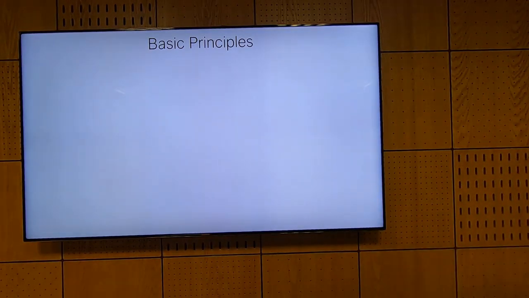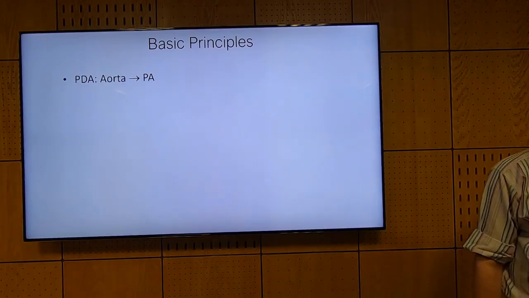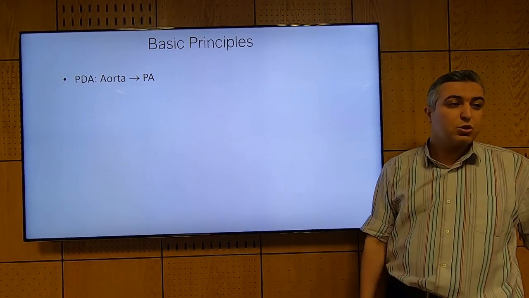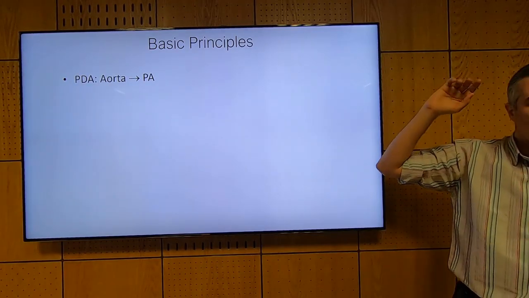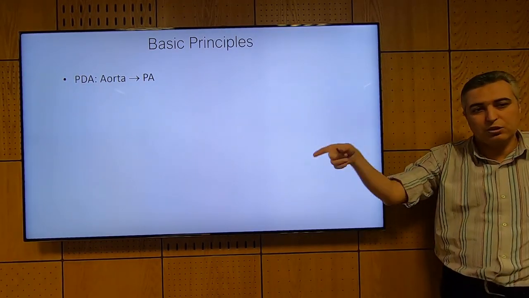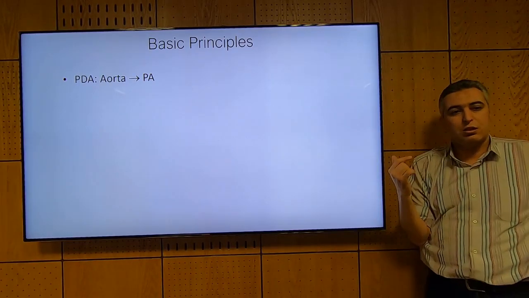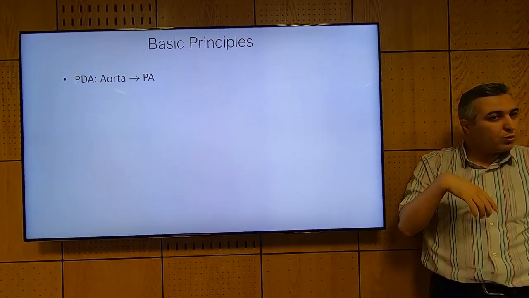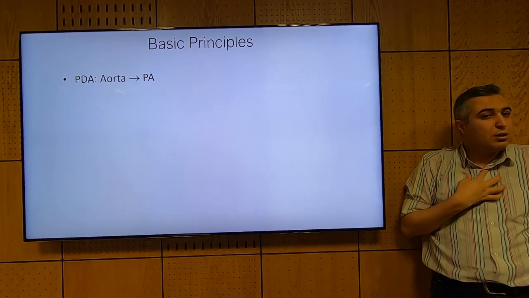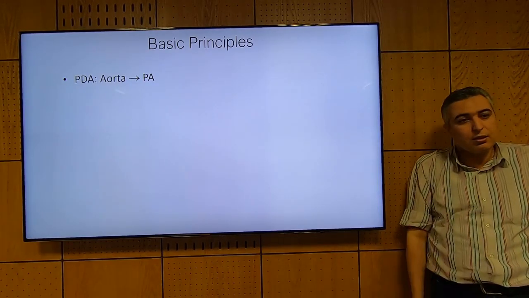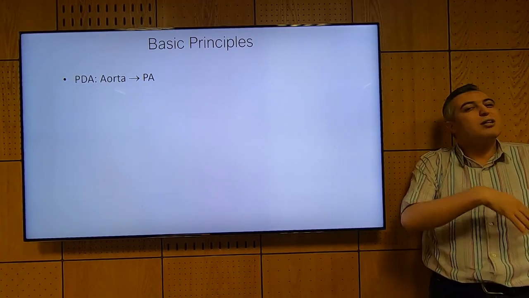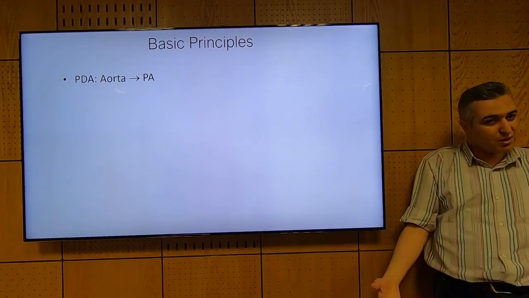So if we have a communication between the aorta and pulmonary artery, something like a PDA, patent ductus arteriosus, would the blood flow from the aorta to the pulmonary artery or the reverse? Aorta to pulmonary. Why is that? The pressure in the aorta is higher than the pressure in the pulmonary artery. And why is that? Because the systemic vascular resistance is higher than the pulmonary vascular resistance.